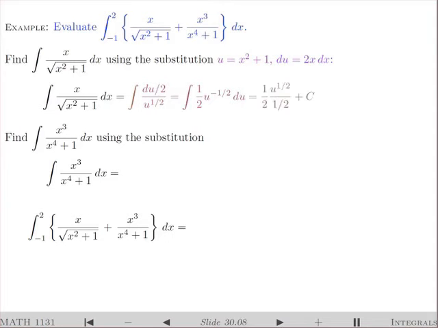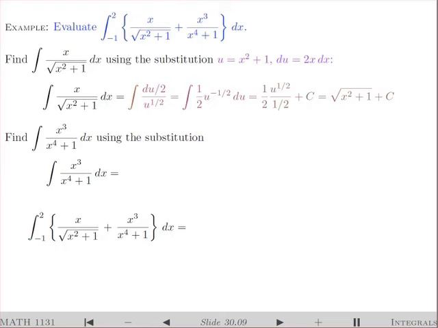Apply the power rule. Negative 1/2 plus 1 is 1/2. So the antiderivative will be the constant factor 1/2 times u to the power 1/2 over the new exponent, which is 1/2. 2 times 1/2 is 1. And if I go back to the original variable x, I will get x squared plus 1 quantity to the power 1/2, or the square root if you want to do the arithmetic at the end.